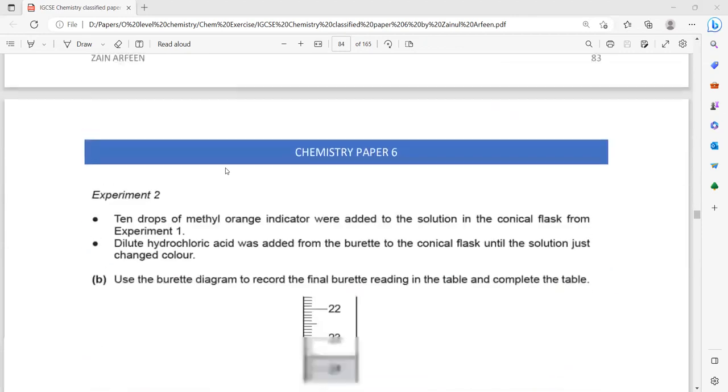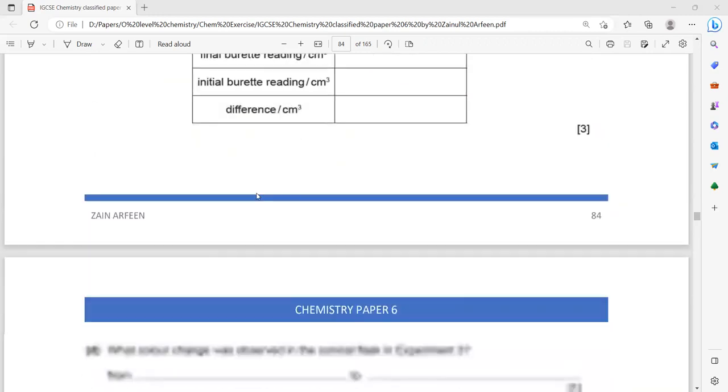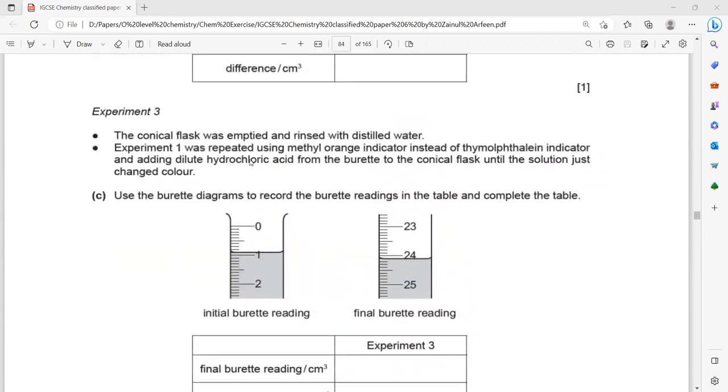If you check the second experiment, 10 drops of methyl orange. If you check the third experiment, here they did not mention what amount or quantity of methyl orange is added. So instead, experiment one was repeated using methyl orange indicator instead of thymolphthalein indicator, and a dilute hydrochloric acid is there.